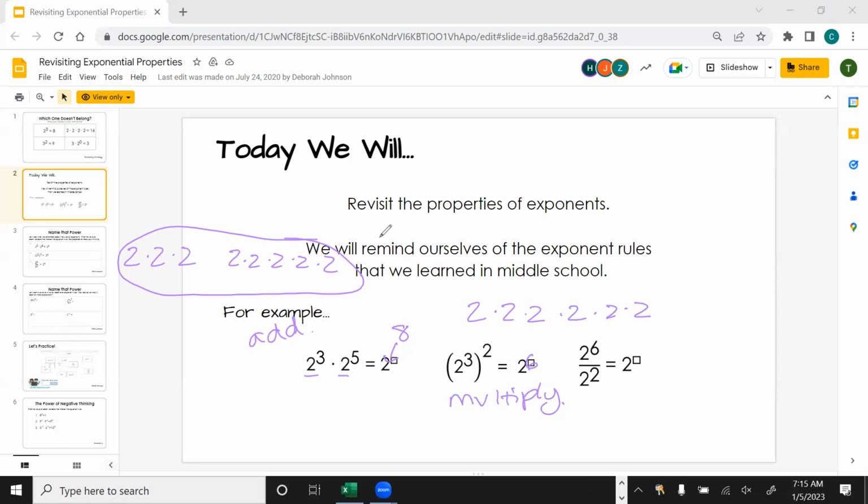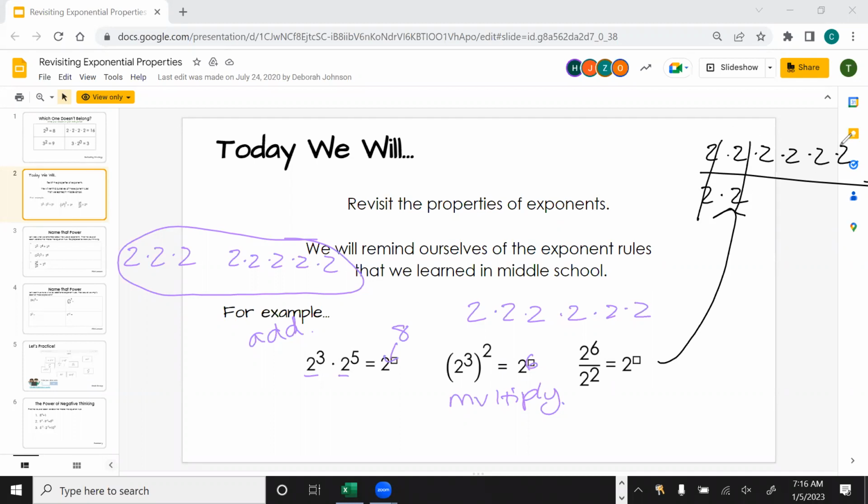Give you a second to catch up. On this last one, we have 2 to the 6th power divided by 2 to the 2nd power. Okay, so let's think about this. I'll write this up here. If I have 6 2's up top, and I have 2 2's in the bottom, how many can I cancel out? These and these. How many am I left over with? 4. So it should be 2 to the 4th power. So how can we get the 4th power from these exponents? What are we going to do? Subtract. Okay. And that's just a little reminder from what you learned in middle school, right?